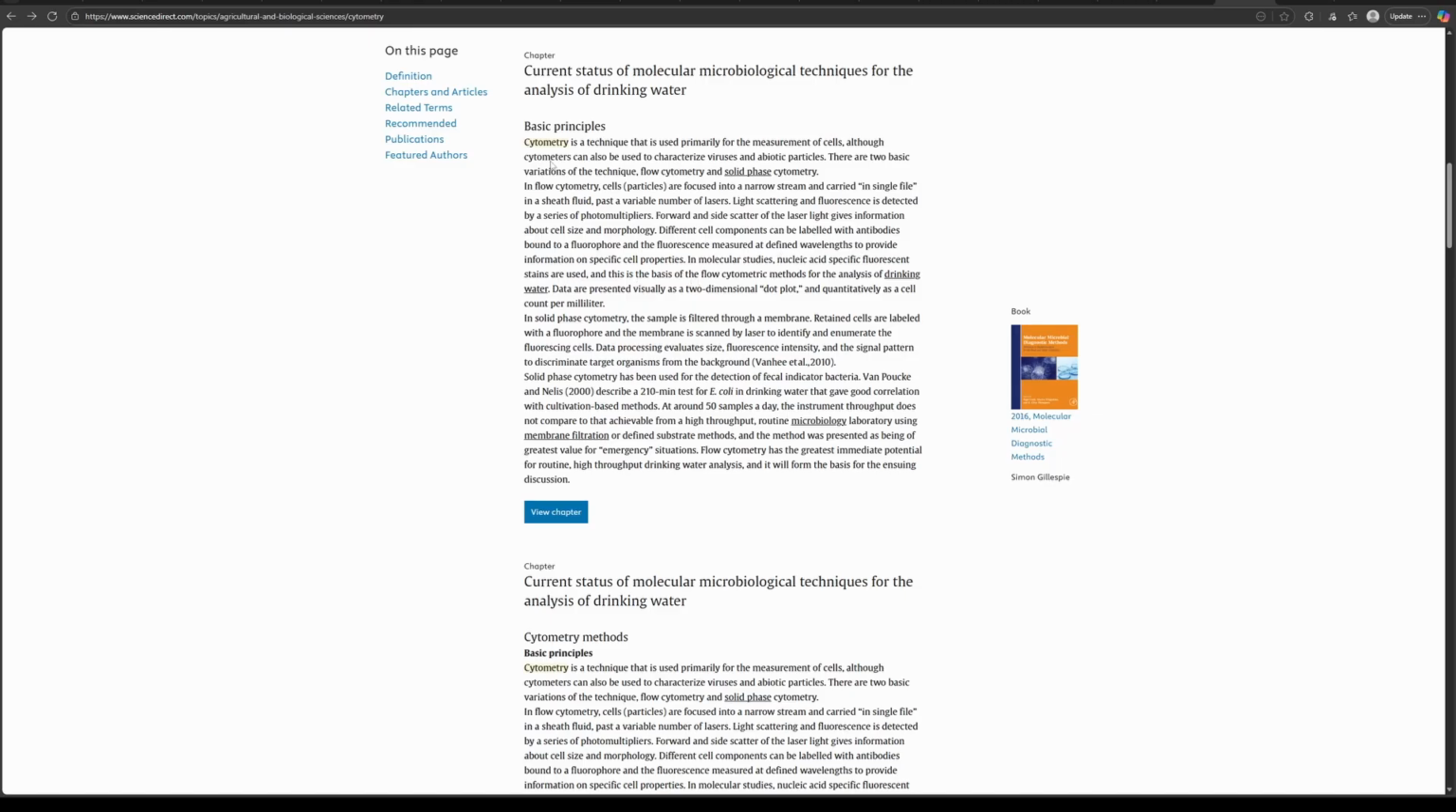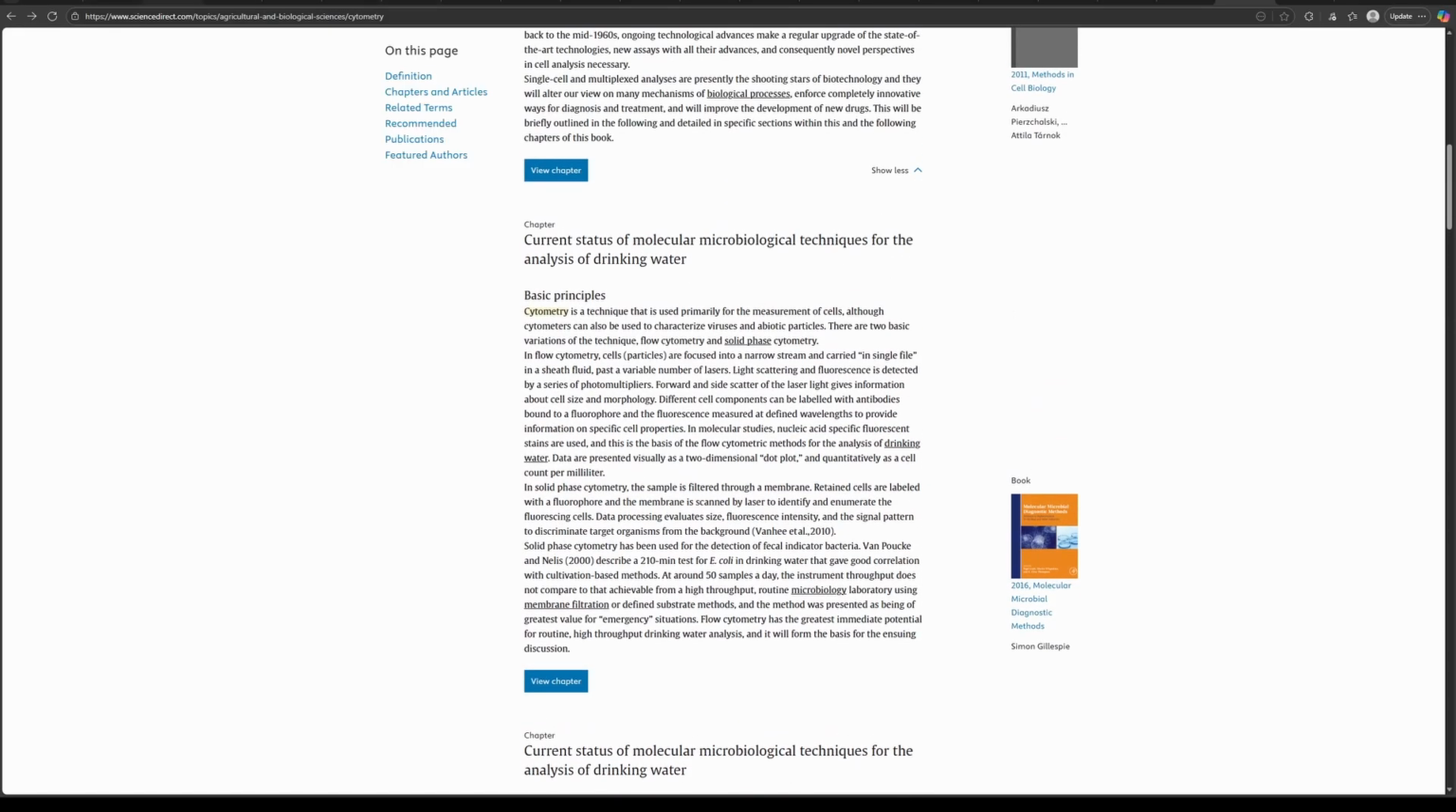Okay, so it's a combination of multiple different methods which looks at the holistic characteristics of a cell. I see. In the solid phase, it's filtered through a membrane, labeled with a fluorophore, and scanned by a laser. I see. Okay, cool.